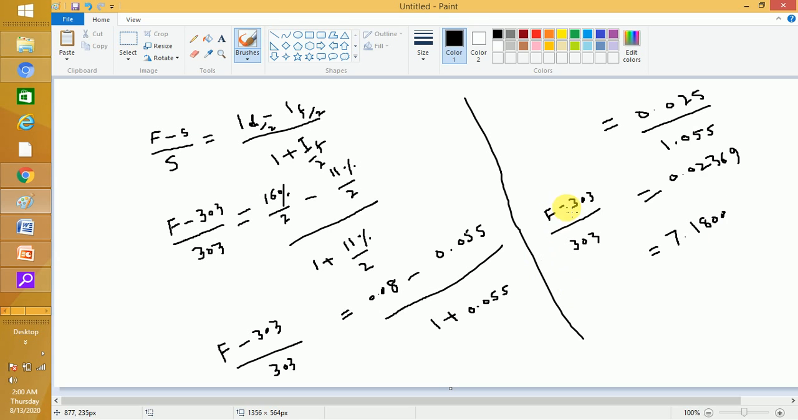1800. On this side, this will be left. F minus 303. Now we are going to calculate the forward rate. So F, we'll leave F here. Minus 303, it will go on that side. So it will become 7.1800 plus 303.